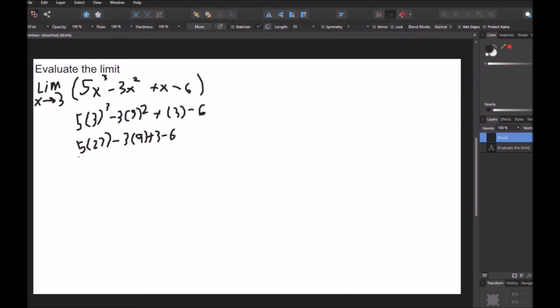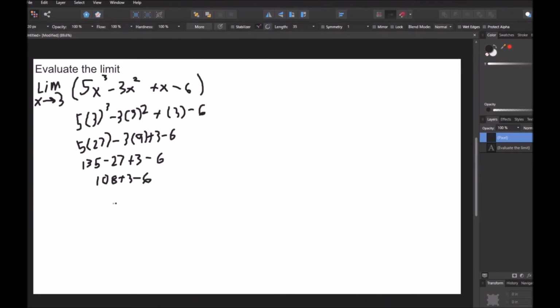Well, 5 times 20 is 100, and 5 times 7 is 35, so you add those two together, and that's 135, but I will do it on a calculator just to double check. 5 times 27 is 135, 3 times 9 is 27, plus 3 minus 6. 135 minus 27 is 108, so we have 108 plus 3 minus 6.